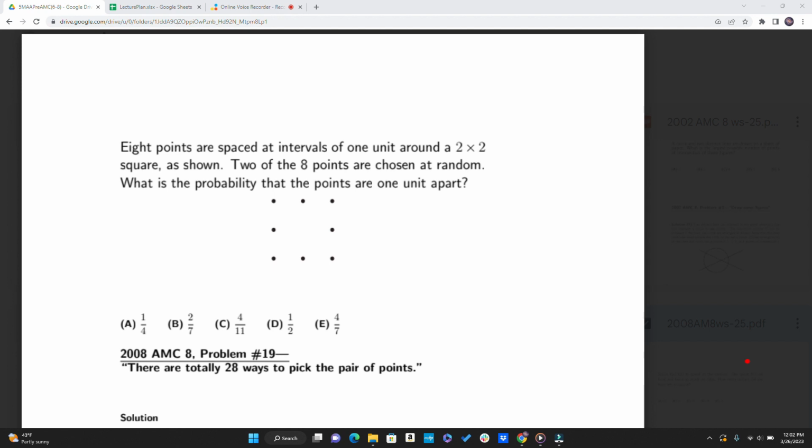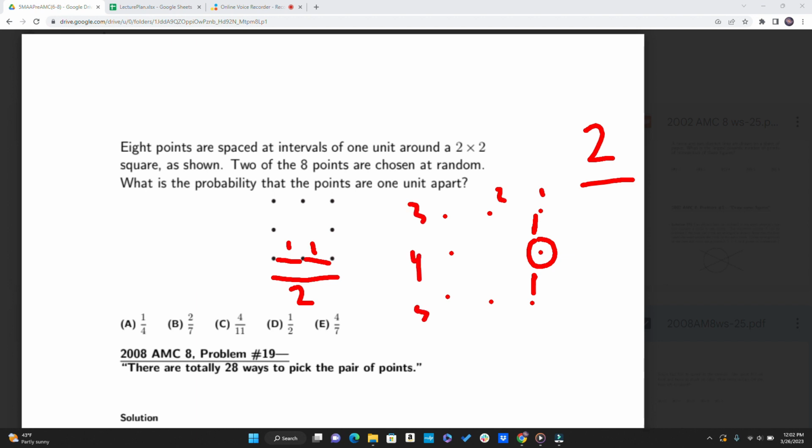So it's a 2x2 square, so that means this length is 2, but the length from one dot to the one next to it is going to be a distance of 1. So what's the probability that if I pick a point, the next point I pick would be 1 unit away from it? Well, let's say I picked this point. How many points are 1 unit away from it? Well, that'd be this point here and this point here. There's 2 points that are 1 unit away from it out of a total of 1, 2, 3, 4, 5, 6, 7 other points, right?